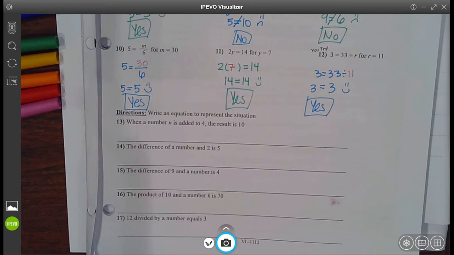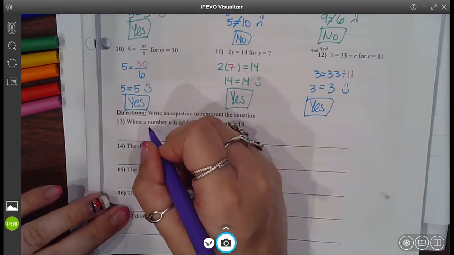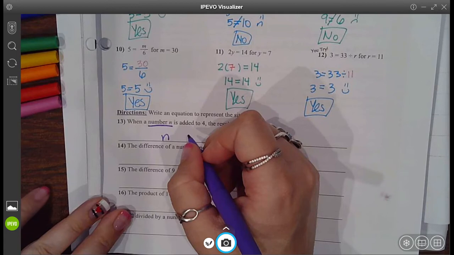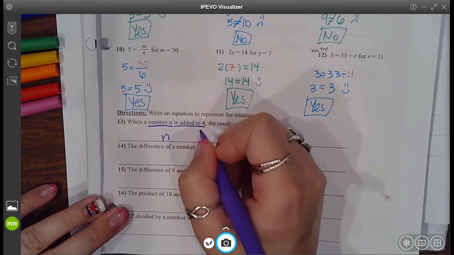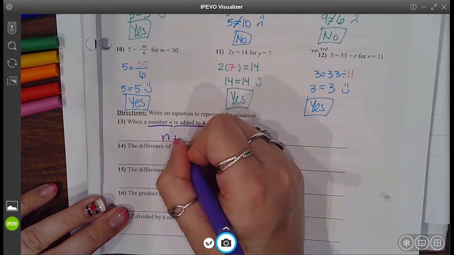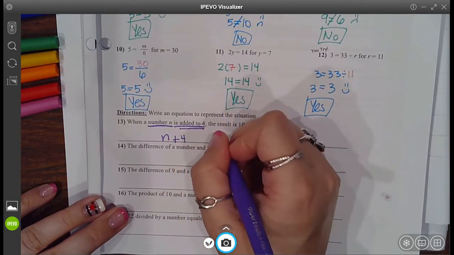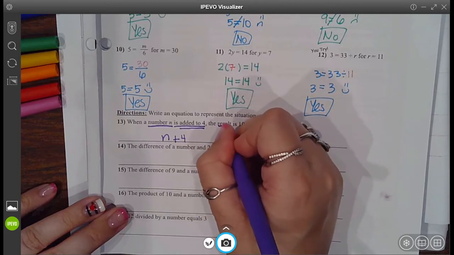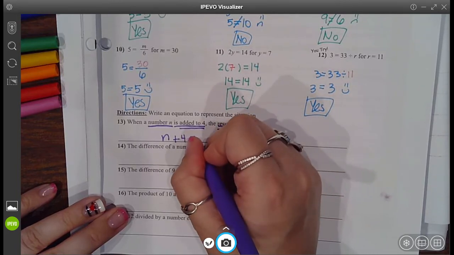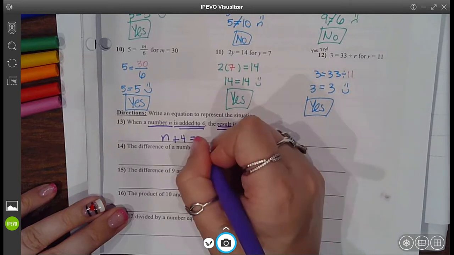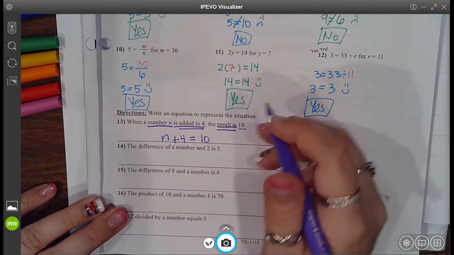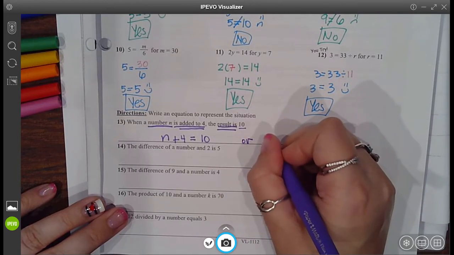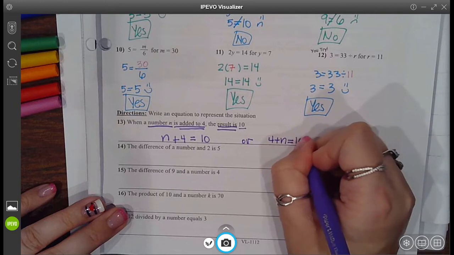All right, let's go ahead and try now to write an equation to represent what's happening in these different situations. So number 13 says when a number n, so some number n is added to 4, the result is, or the result is means that's an equal sign. What's the answer? The answer is 10. Okay, so this is exactly what the problem said. But technically, you could have said 4 plus n equals 10, and that still would have been correct.